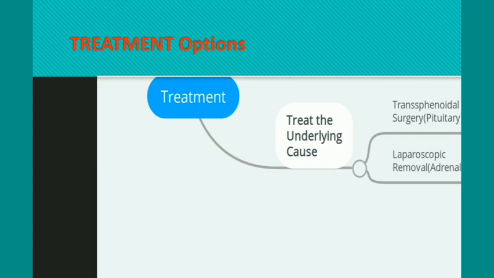Coming to the treatment options, the rule is to treat the underlying cause. If the source is the pituitary gland, the treatment option is transsphenoidal surgical removal of pituitary adenoma. On the other hand, if the source is adrenal, then remove it by laparoscopic surgery. When hypercortisolism cannot be cured with surgery, give mifepristone. Mifepristone inhibits cortisol receptors throughout the body.